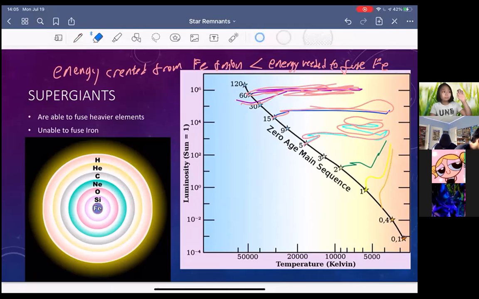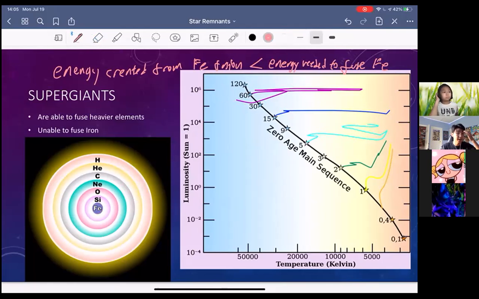But what happens after you reach iron? Once you reach iron, it's the same thing as in a red giant, where the layers start to fall apart, and you start to have a nebula. In supergiants, you have something much more explosive. Yes, Serena?